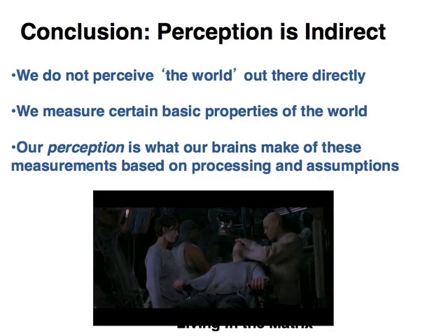So our conclusion was that we do not perceive the world out there directly. We have access to sensory information, which is measurements of properties of the world, and our brain needs to make inferences and guesses about those, based on bottom-up processing, the processing of the actual stimulus, but also based on top-down assumptions that allow us to draw those conclusions and interpretations.